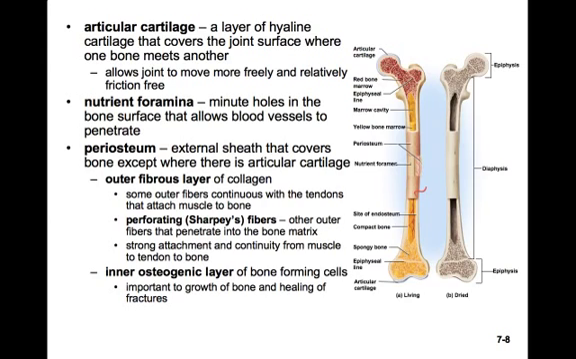The periosteum is an external sheath that covers the bone, except where there's articular cartilage. If you've ever seen a dog chewing on a bone, you can see this periosteum. They peel it off. They like it a lot.